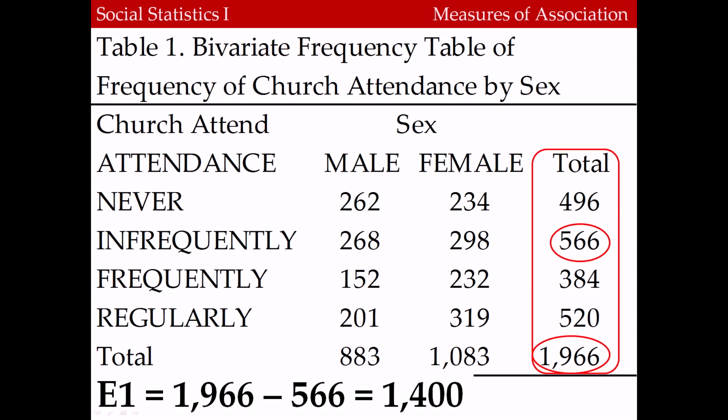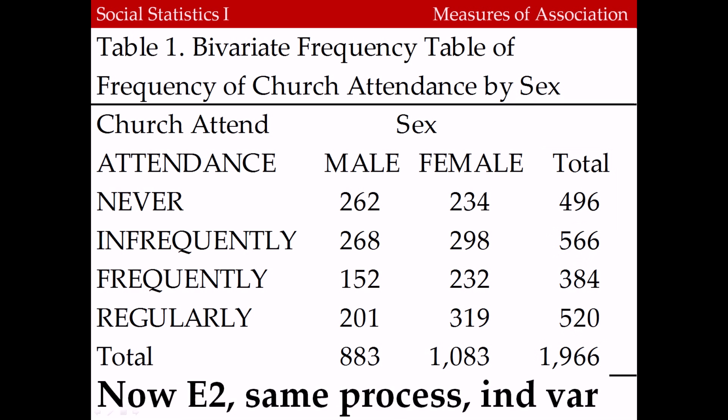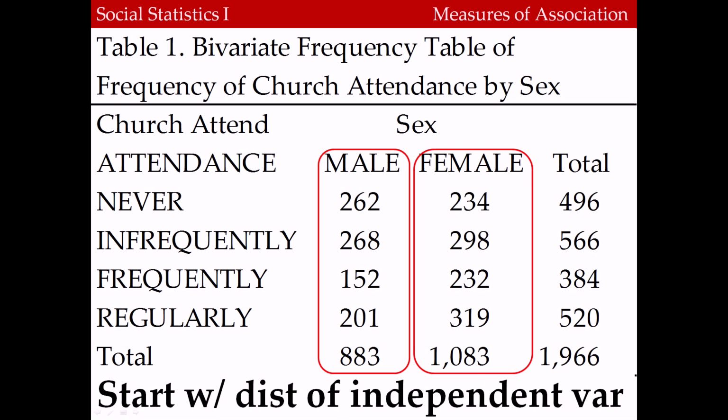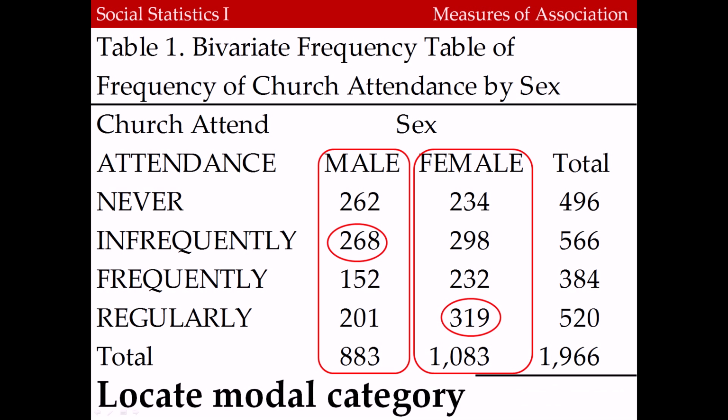Next, we have to calculate E2, errors in prediction made when we use more information on the independent variable. And so what we'll do is we'll do the same process separately for the categories of the independent variable, that is, separately for males and females. And so what we have to do is identify the modal category for both. For men, we can see that infrequently is the modal category, because 268 of the 883 men report infrequently going to church. For women, it's regularly, because 319 of the 1,083 report regularly attending church.